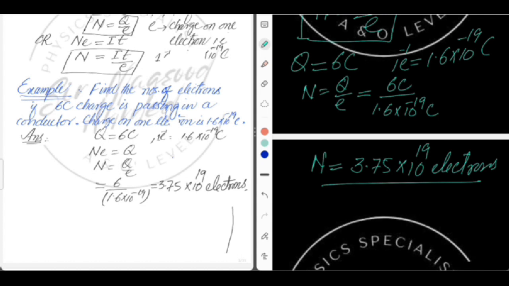Dear students, today we have discussed electric current, its SI unit, its formula, the instrument used to measure current, types of current, conventional current, and finally we found the number of electrons when current is passing through any conductor.